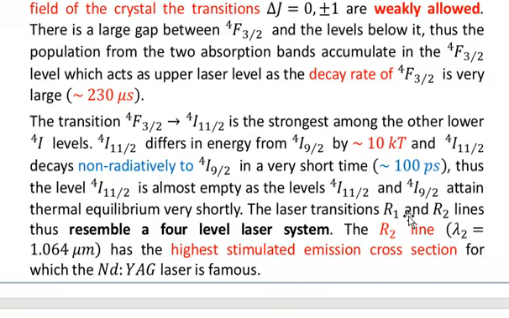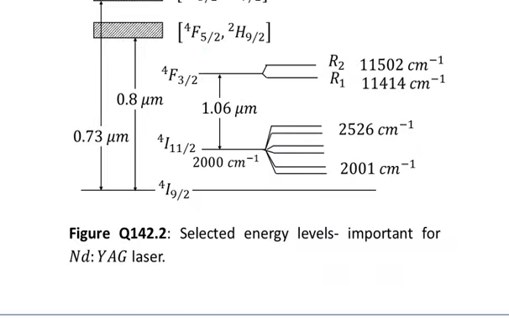The laser transitions R1 and R2 thus resemble a four-level laser system. Because you know that in the four-level laser system, the lower laser level is almost empty, and the same case also appears over here. Because this level, which is the 4I11/2 level, decays very quickly to the 4I9/2 level. And so the population in this level is almost empty.